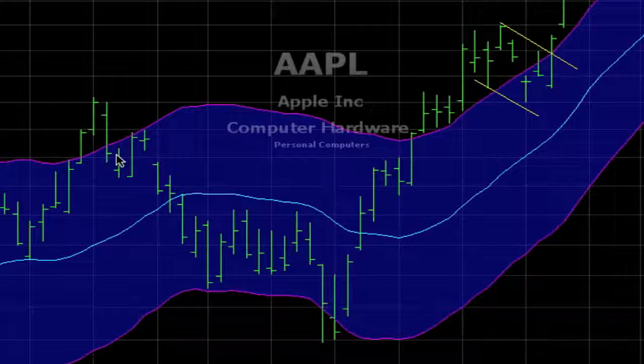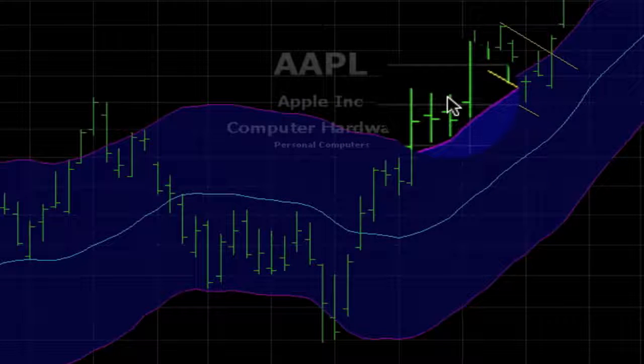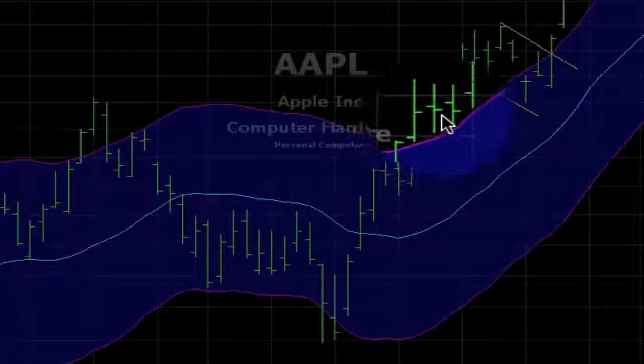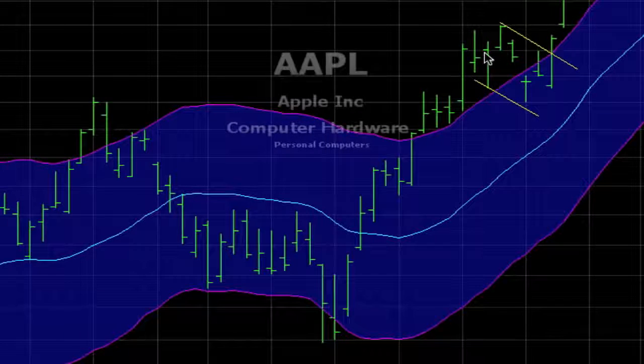It's very important to be able to see the difference between this or this. Here we get multiple closes and higher highs outside the Keltner channel. And then you can look for your signal. Don't confuse this with this over here.